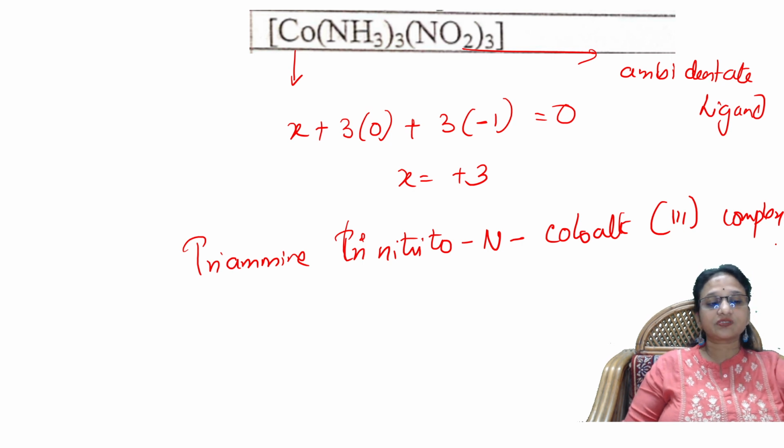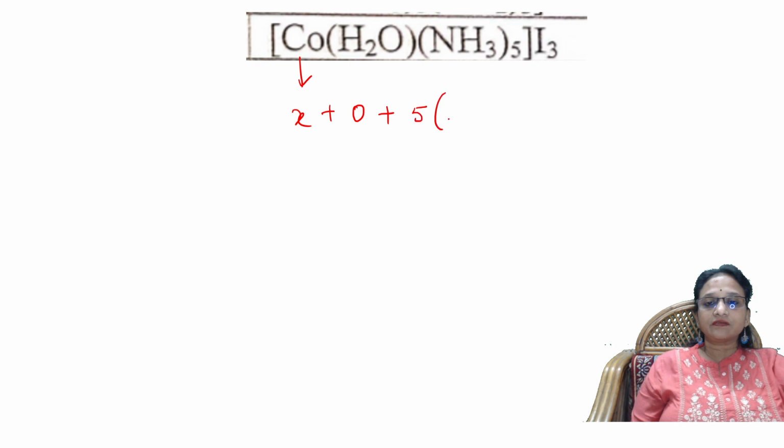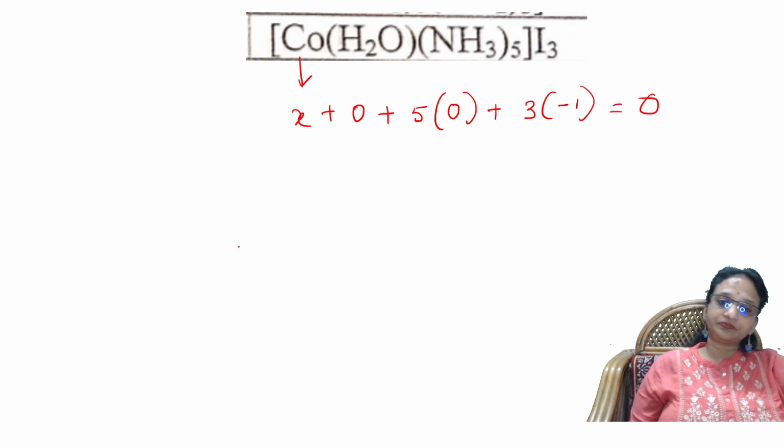So one more we'll see, students. There are a lot of ligands. Let us see. This is X. This is a neutral ligand, so 0. This is also a neutral ligand. 5 into 0, and iodine is 3 into -1 is equal to 0. X is equal to +3.